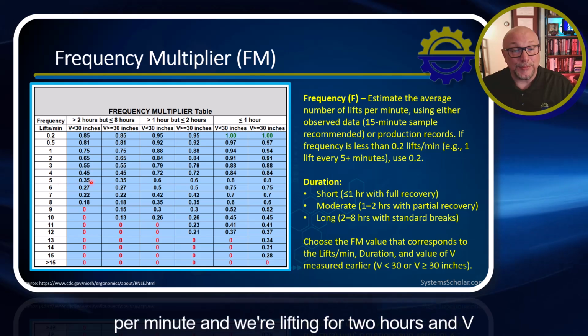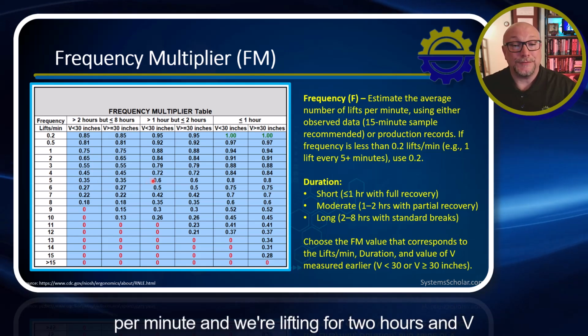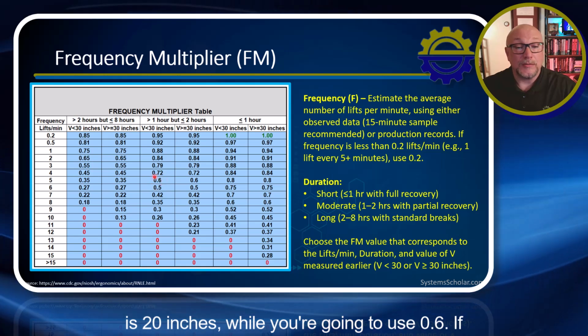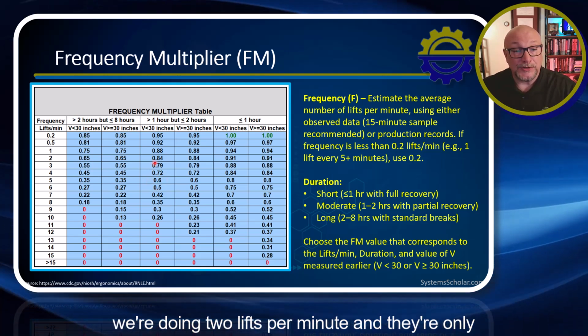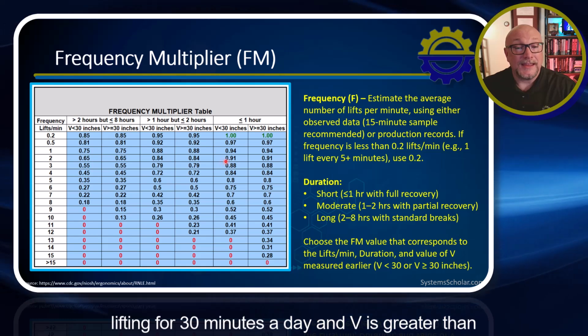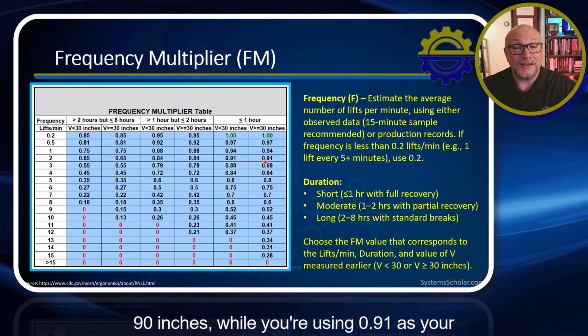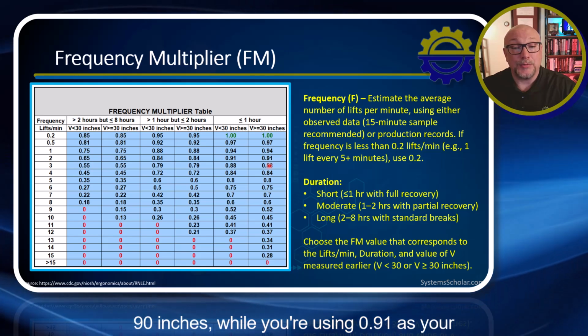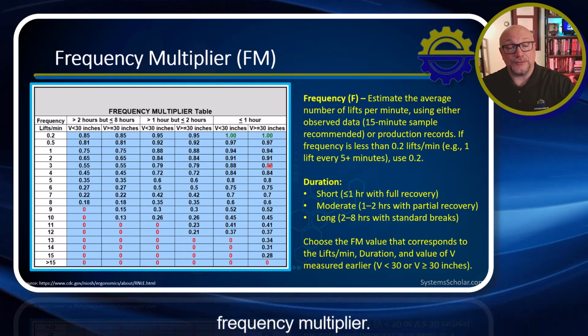If it's 5 lifts per minute and we're lifting for 2 hours and V is 20 inches, well, you're going to use 0.6. If we're doing 2 lifts per minute and they're only lifting for 30 minutes a day and V is greater than 90 inches, well, you're using 0.91 as your frequency multiplier.